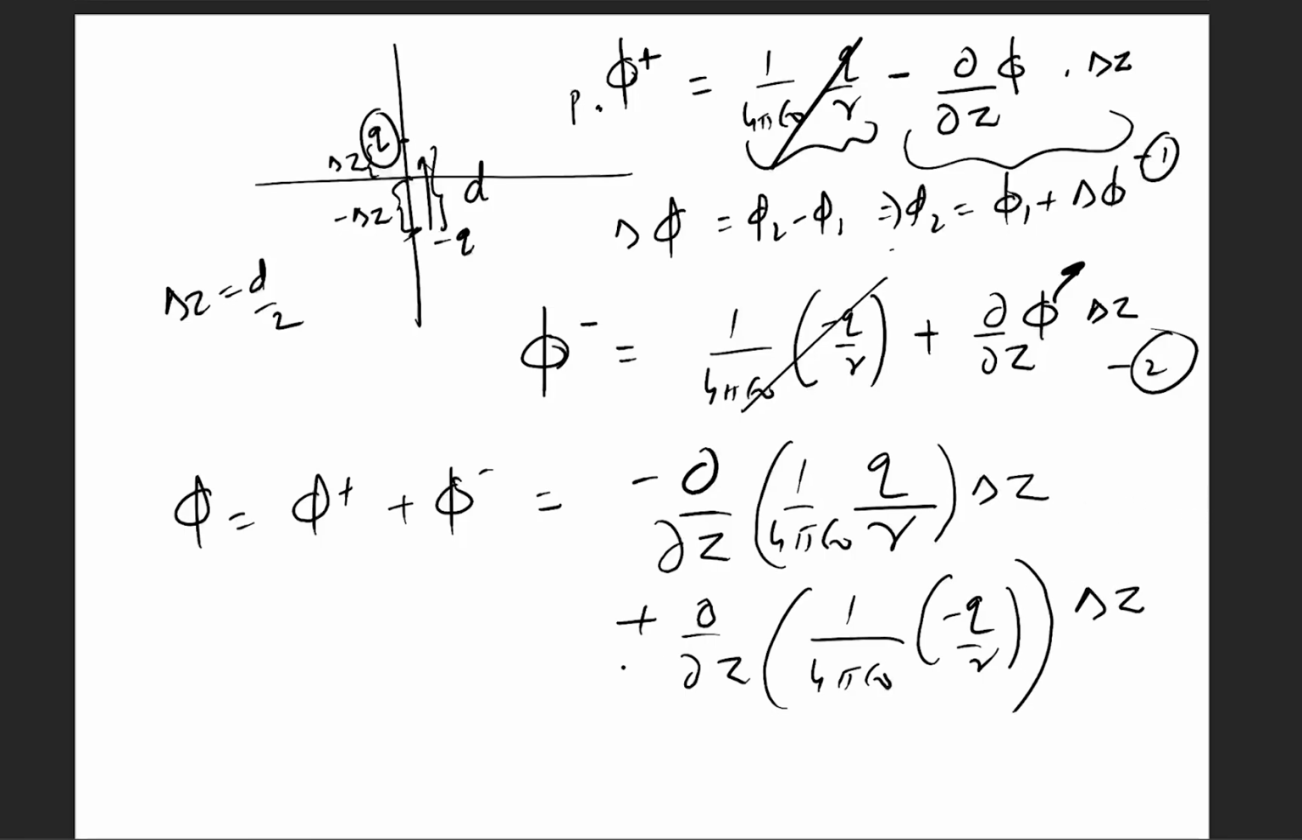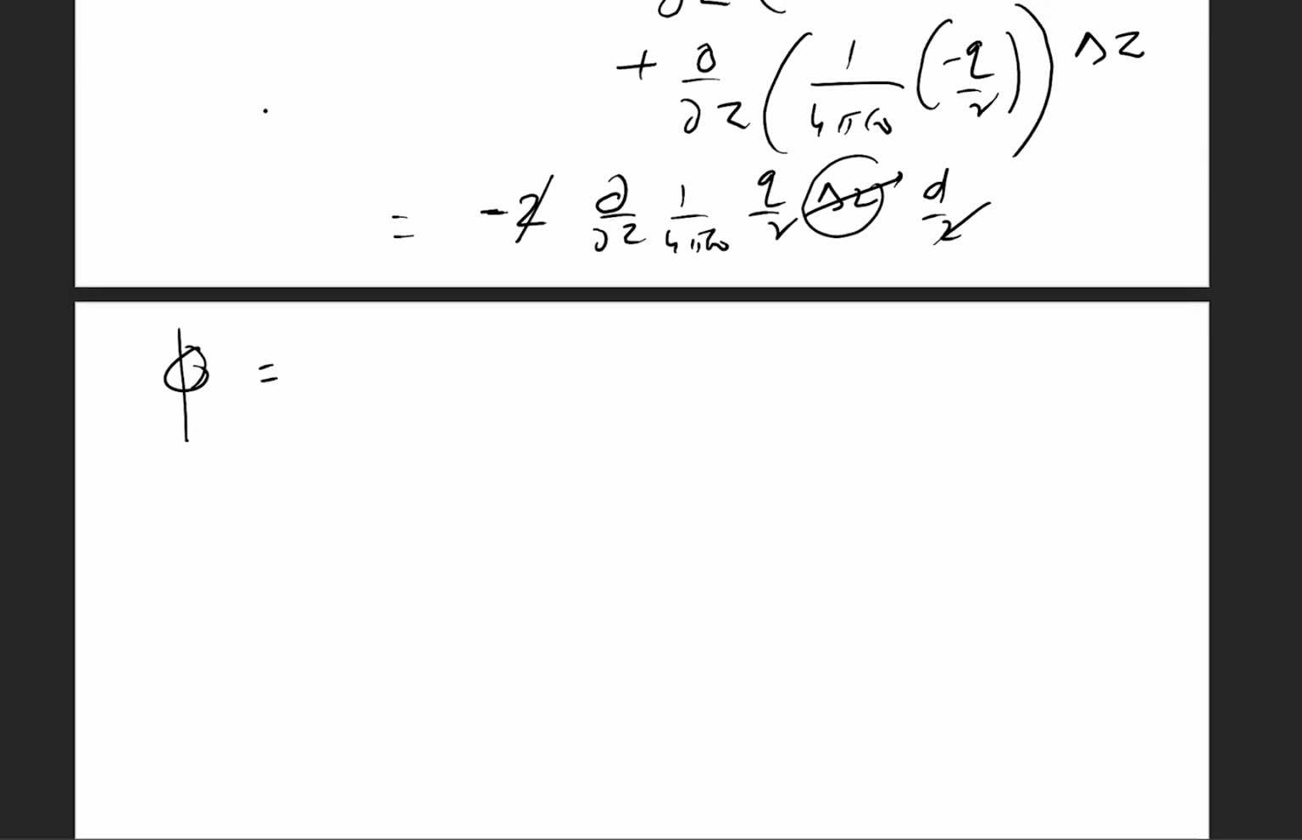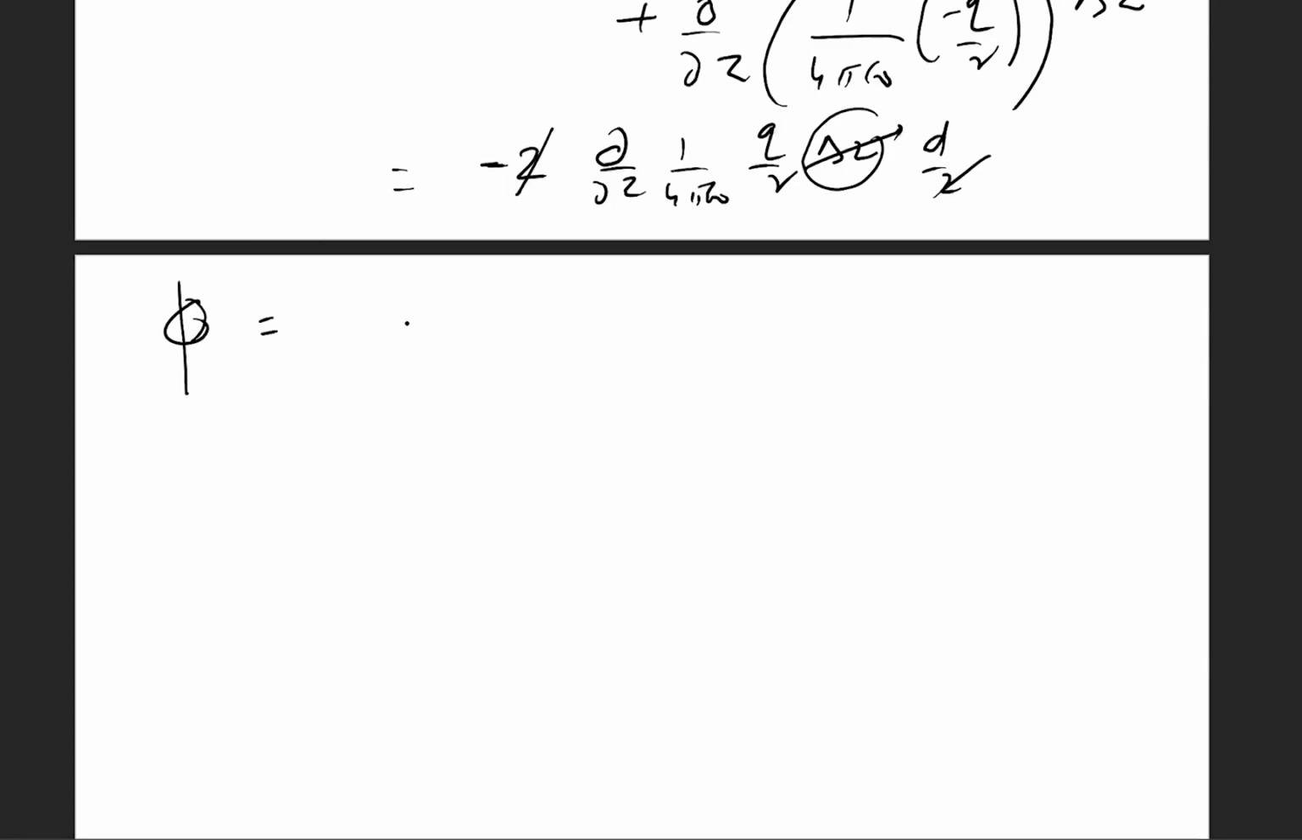delta z. So you see it is equal to minus twice of dou by dou z of 1 by 4 pi epsilon naught q by r delta z, and delta z is d by 2. So this 2 gets cancelled out. So in the next slide I can write the potential at point P due to the dipole is phi is equal to minus dou by dou z of 1 by 4 pi epsilon naught q by r d.